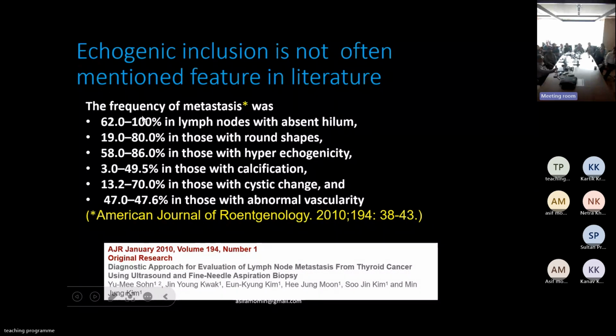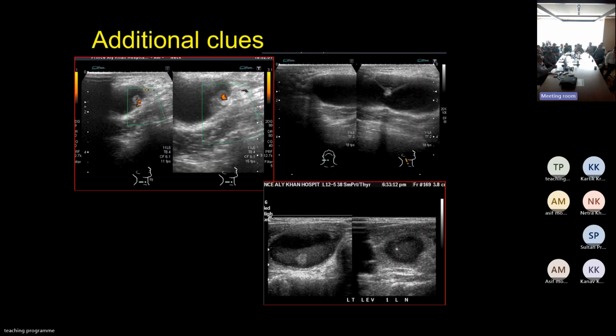Generally, inclusion is not an often mentioned feature in literature, but the frequency of metastasis was seen in 62 to 100% of patients with absent hilum, about 19 to 80% in those with round shape, up to 86% with hyperechogenic nodes, up to 50% with calcification, depending on what type of calcification we see, up to 70% with cystic change, and about equally 50% or so in abnormal vascularity. But the problem here is the range is so wide that we can't really give importance to that one particular point.